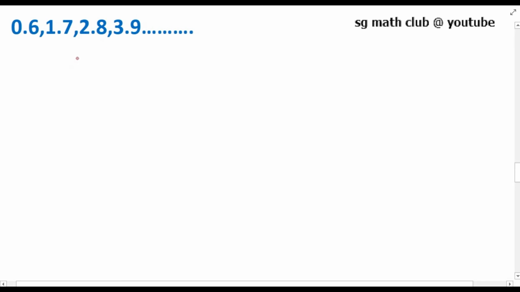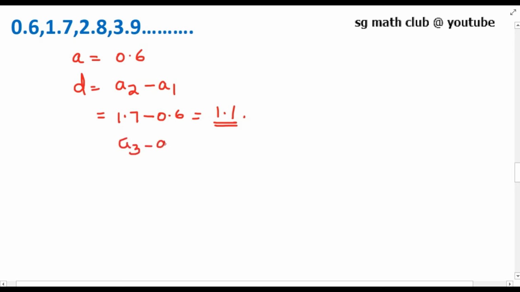So we need to write the first term and the common difference for this problem also. A is the first term, 0.6. D is A2 minus A1, so 1.7 minus 0.6. When you subtract, you will get 1.1. So 1.1 is the common difference for this. Even if you do A3 minus A2, you will get the same answer: 2.8 minus 1.7 is 1.1.